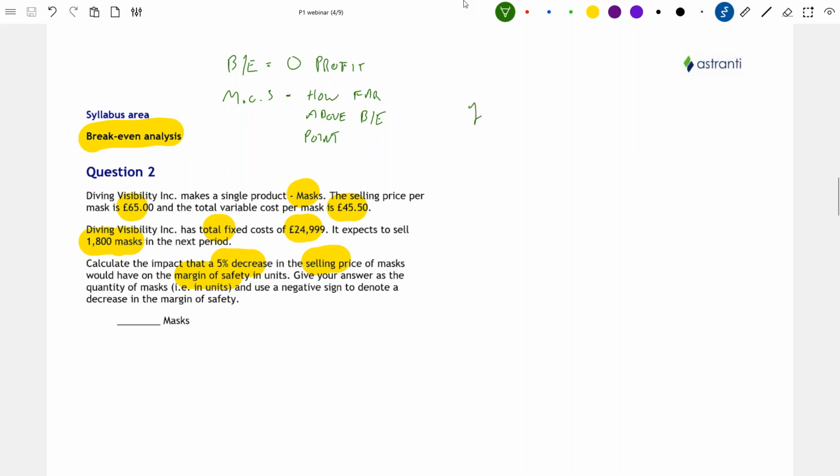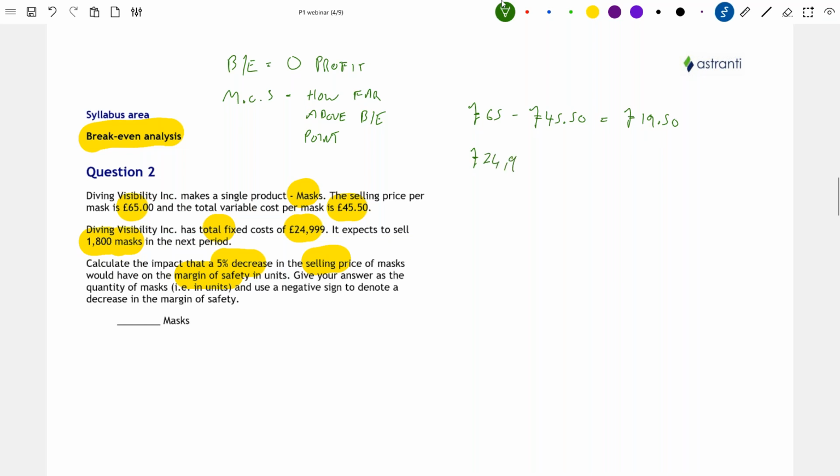So if a mask costs £65 per unit and the variable cost of producing a mask is £45.50, that means for every single mask we make, we earn a contribution of £19.50. So £19.50 contribution per mask, fixed costs of £24,999. All we have to do is divide £24,999 by £19.50 to determine how many units we would have to sell, earning contribution on each of those units before we covered those fixed costs.